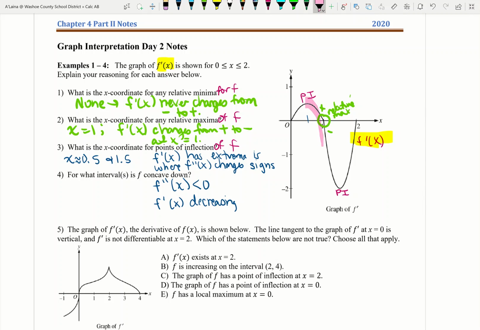It's a little bit hard to tell exactly. We're going to do some estimating. But it looks like x is going to go from around 0.5 to around 1.5. On the other parts of this f prime graph, f prime has a positive slope. f prime is increasing, which tells us the second derivative is positive, and f would be concave up.